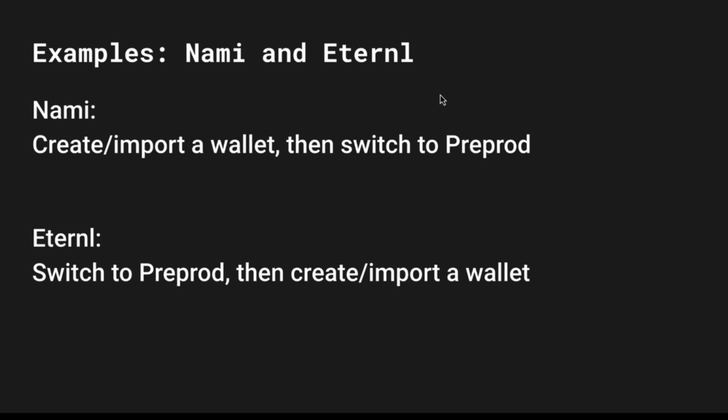One difference I'd like you to be aware of is that NAMI and Eternl have different onboarding experiences. In NAMI, you'll actually create a wallet first, and that wallet will be connected to mainnet. And then you can switch it over to pre-prod. In Eternl, it's the opposite approach. First, you'll select your network, and then you'll be able to create or import a wallet. Let's take a quick look at each one.